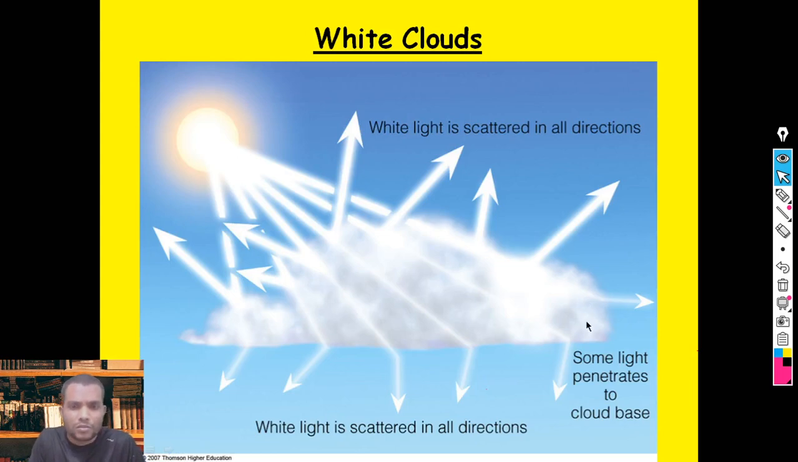So white clouds, what could be the reason for white clouds? Here the reason for white clouds is the size of the particles in the cloud. Their size is a little bigger than the wavelength of light which is present. So that's the reason all wavelengths which are present in the white light scatter in all directions. So the white light scatters in all directions. That's the reason the clouds appear white.